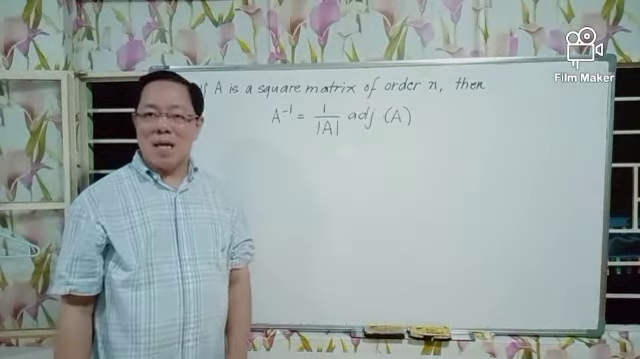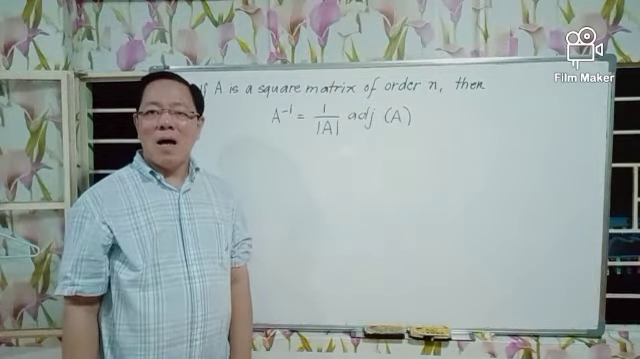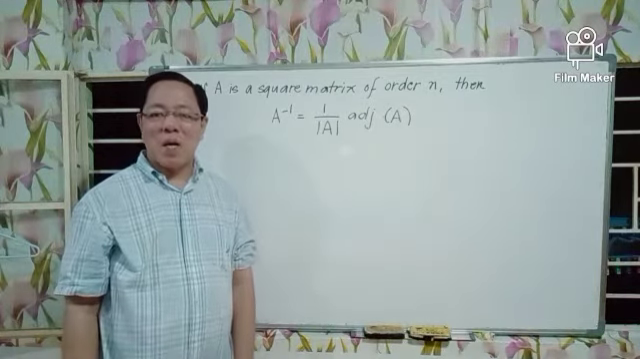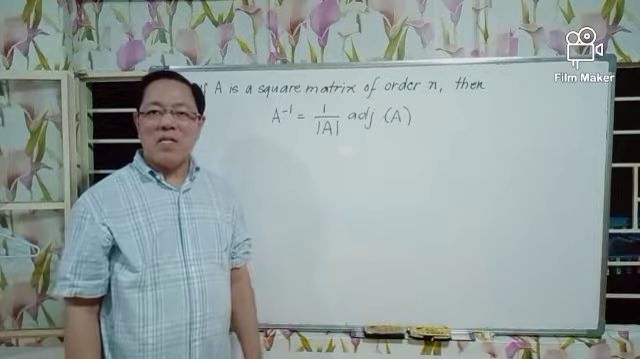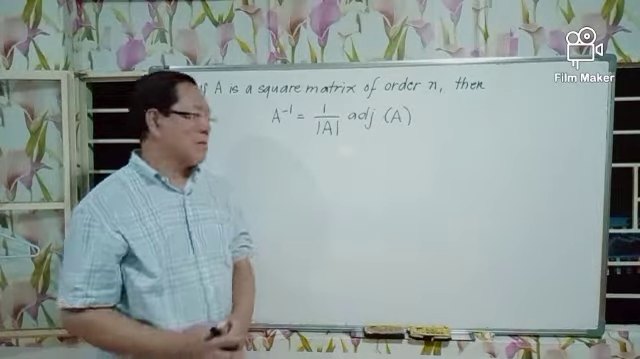First, we take up how to find the adjoint of a square matrix. We consider the following square matrix.